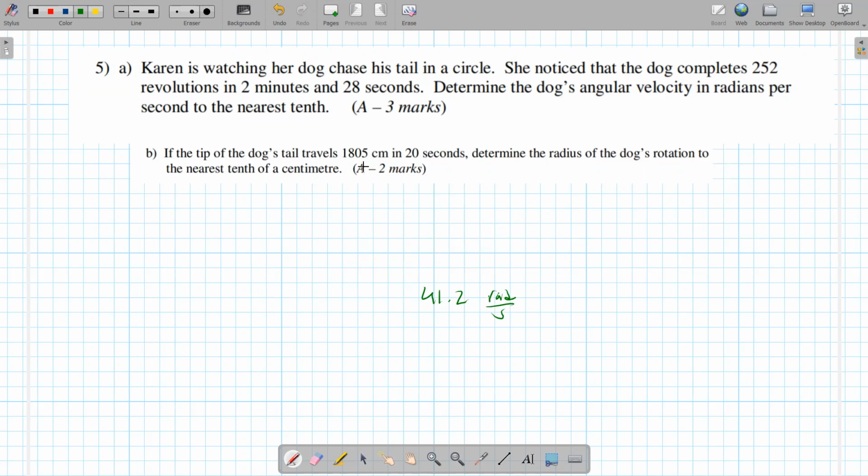So let's talk about this. If a dog does a full rotation, what is the distance traveled? The distance is given by the circumference, right? So in 1 rotation, the dog travels 2 pi r. So that means 1805, how many rotations did he do? He did 1805 over 2 pi r. That's not going to be a nice number though.